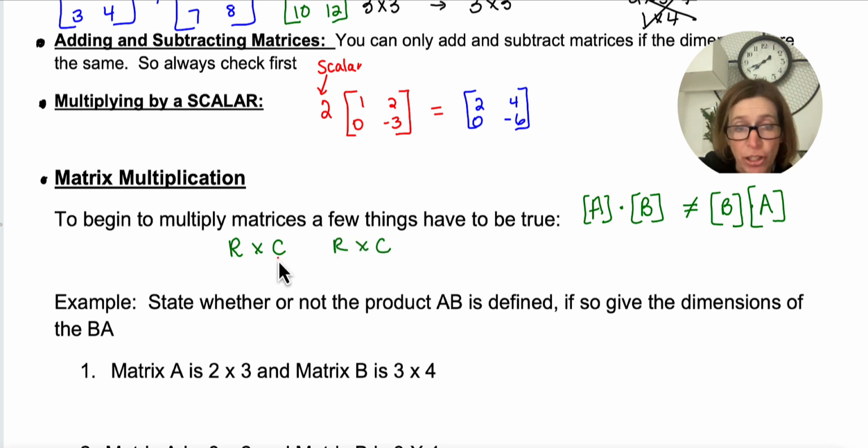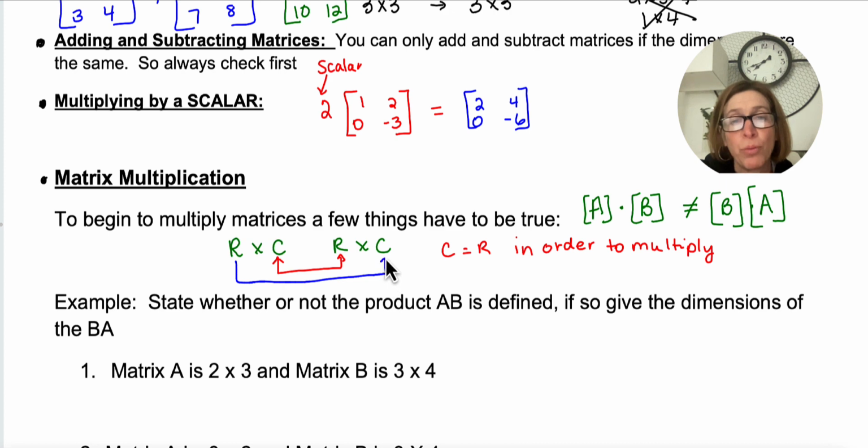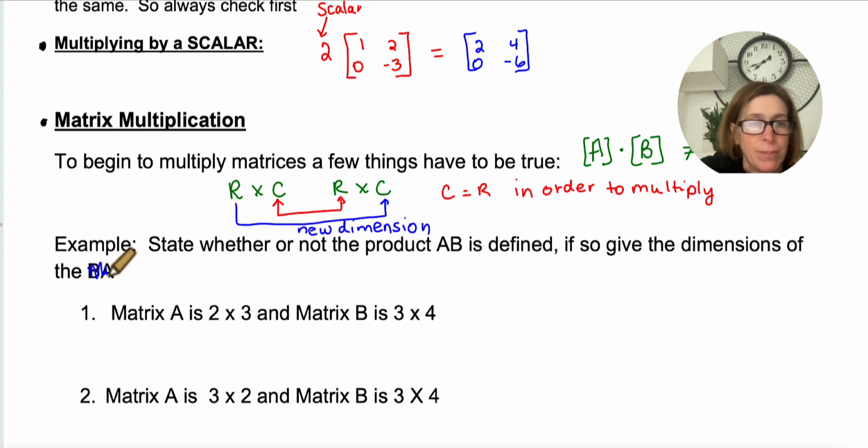All right, but if you have rows by columns and rows by columns, the columns of the first have to be equal to the rows of the second. So the columns have to equal the rows in order to multiply. If that is not true, it is not defined under multiplication. Once you've done multiplication, the new dimensions will be the rows of the first times the columns of the second. So here we've got the dimensions of the new matrix.